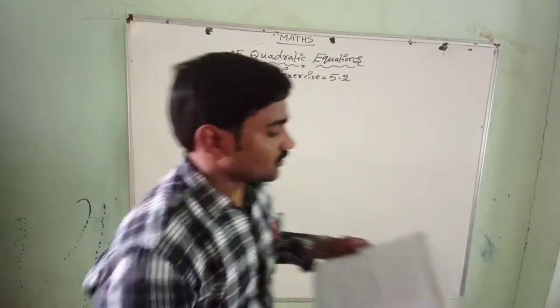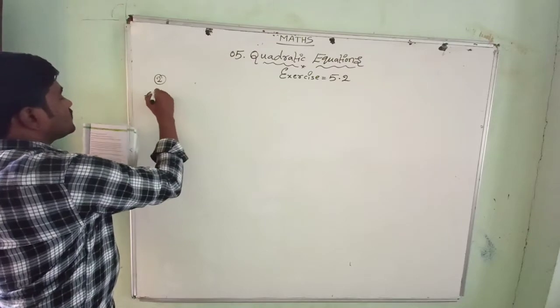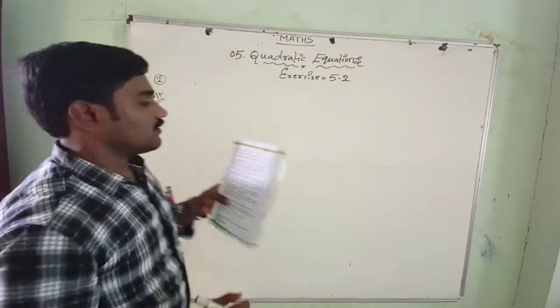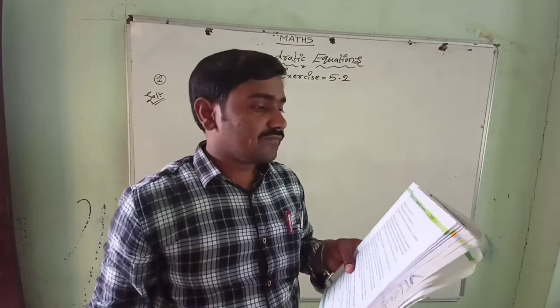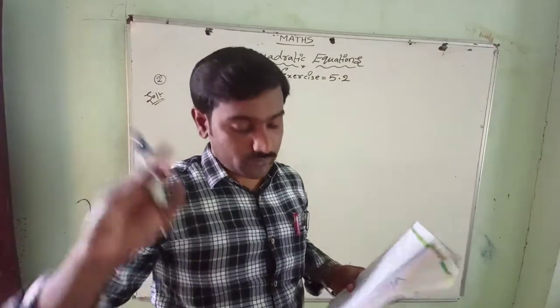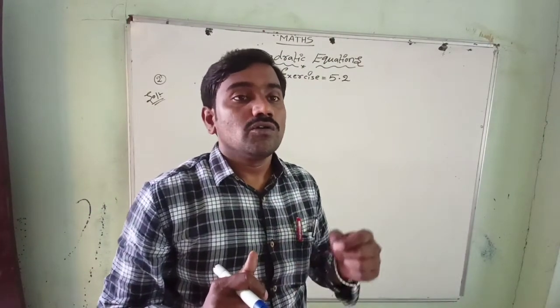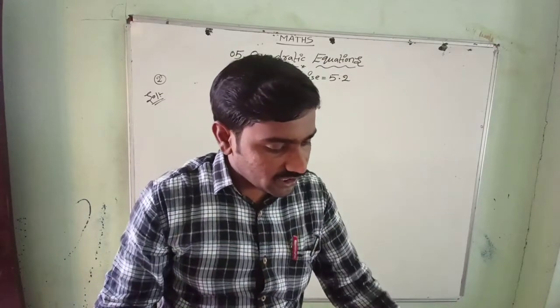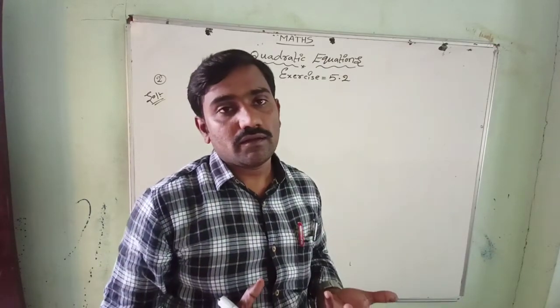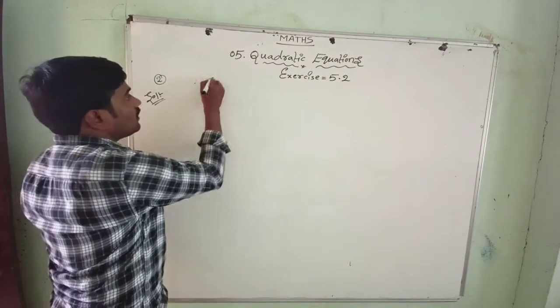So here is the second question of this 5.2 exercise. Yes, see the question clearly now. Find two numbers whose sum is 27 and the product is 182. అంటే రెండు నంబర్స్ని ఫైండ్ అవుట్ చేయండి. ఎప్పుడైతే ఆ రెండు నంబర్స్ని యాడ్ చేస్తే 27 వస్తుంది, ఆ రెండు నంబర్లని మల్టిఫై చేస్తే 182 వస్తుంది. సో ఆ రెండు నంబర్స్ ఏంటి? వాట్ ఆర్ ద టూ నంబర్స్? వీ డోంట్ నో ద టూ నంబర్స్.